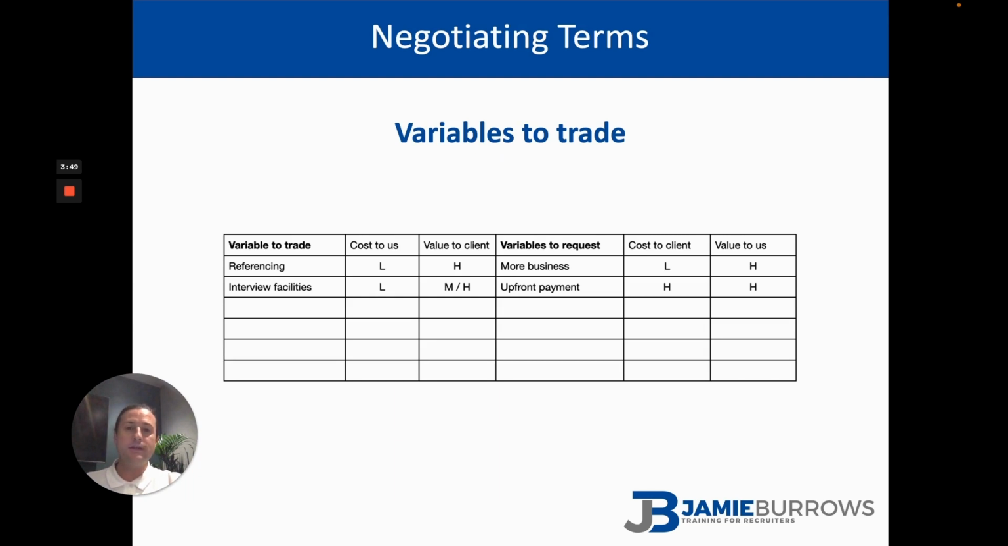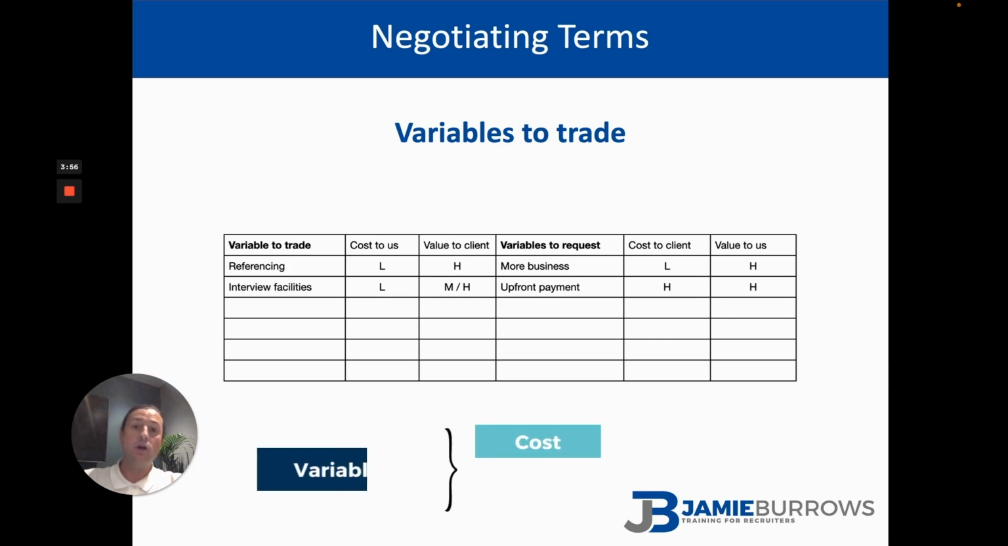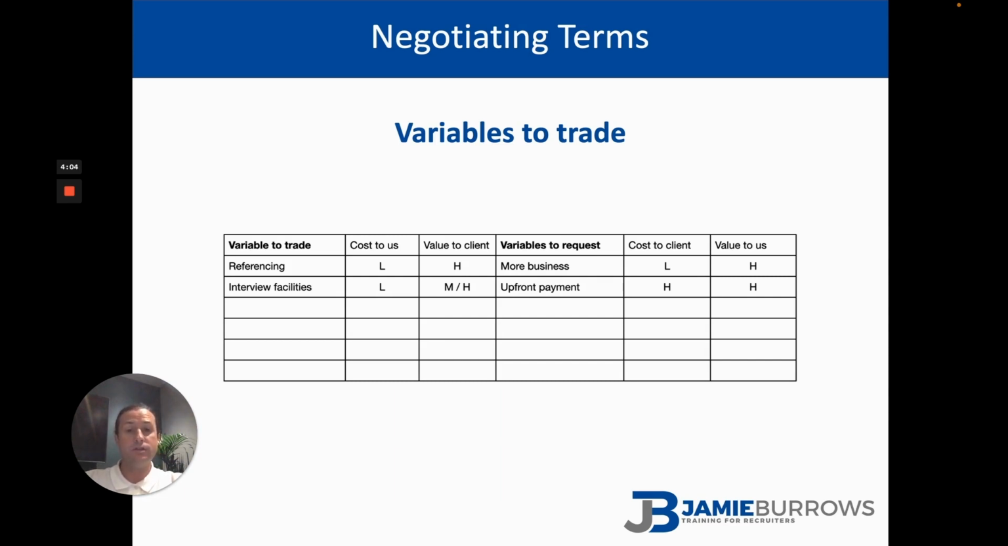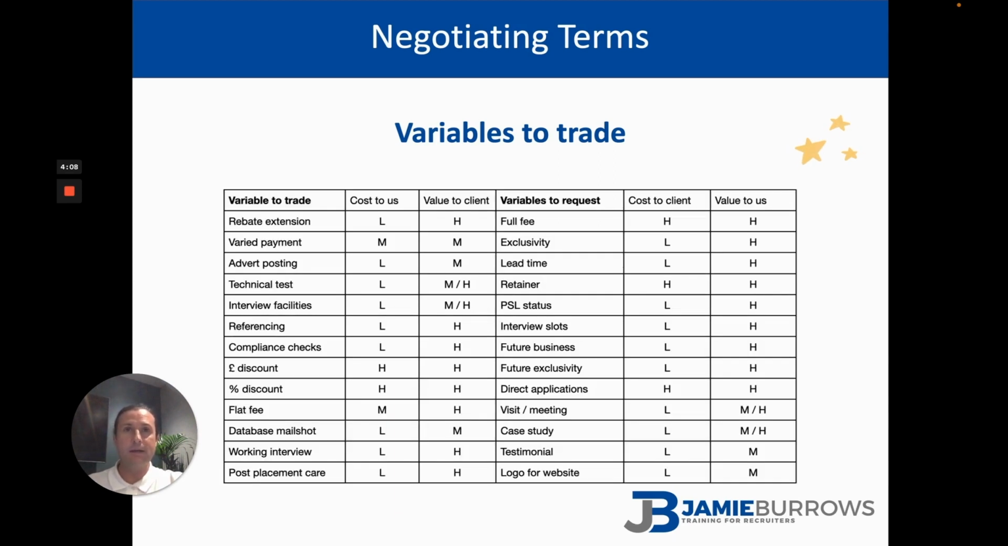The key to this is going through and thinking about everything that you are able to trade, and then putting an associated cost to that and a value to that. After you've done that bit, go through all of the things that you can request from the client, and then the cost to the client, and then the value to us. What you'll hopefully end up with is something that looks a little bit like this. I hope that helps. Any questions, do let me know.